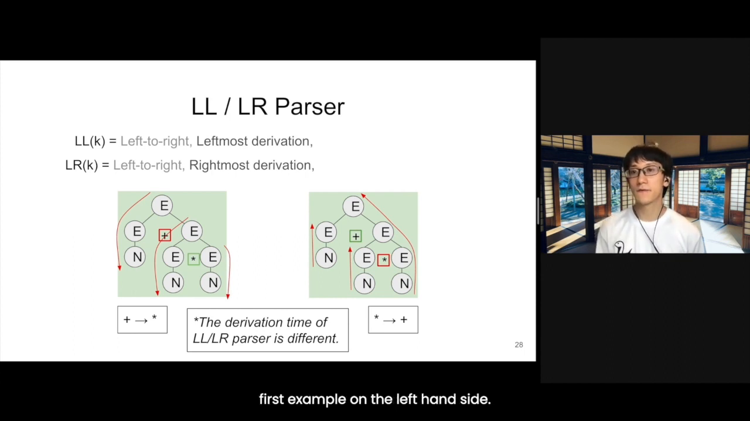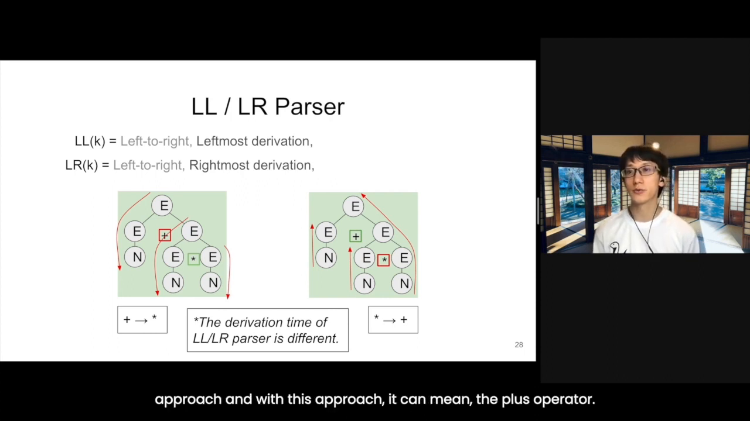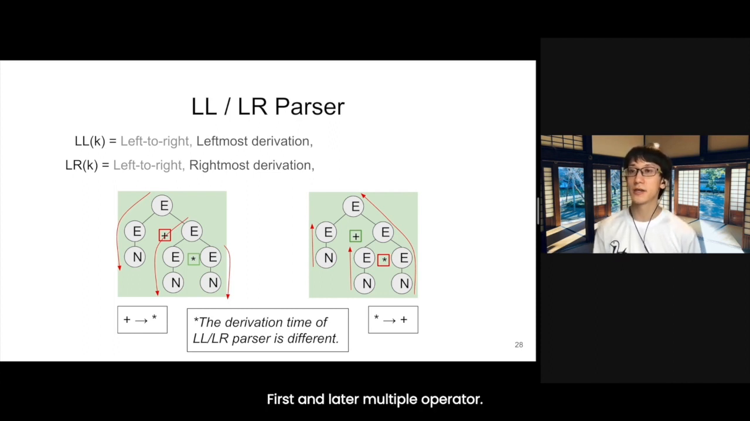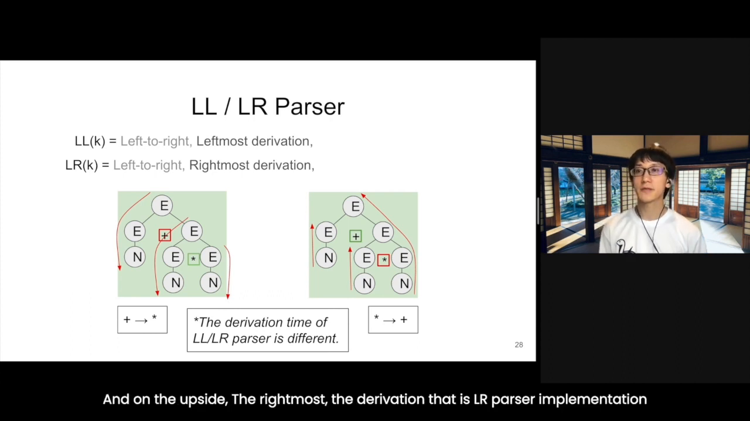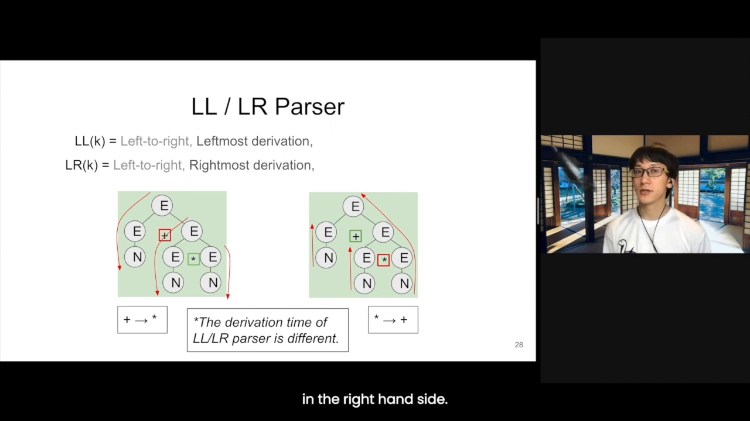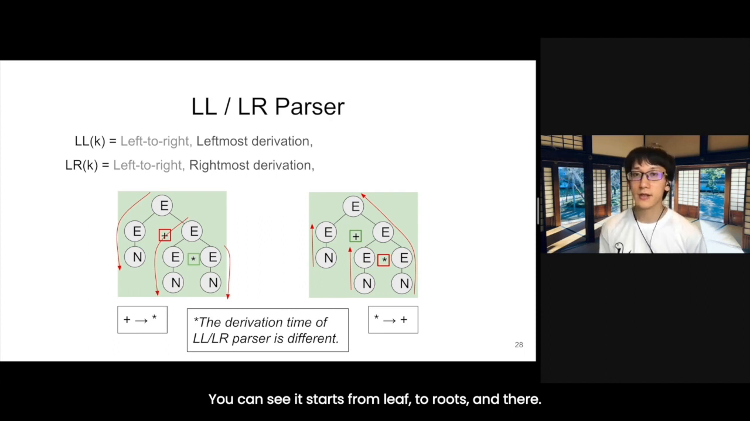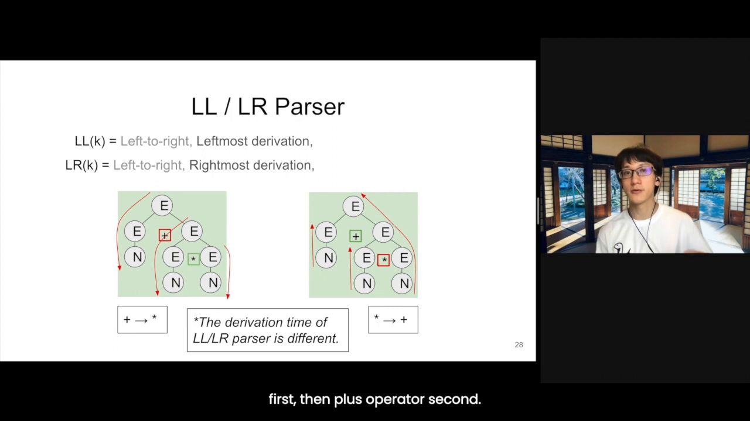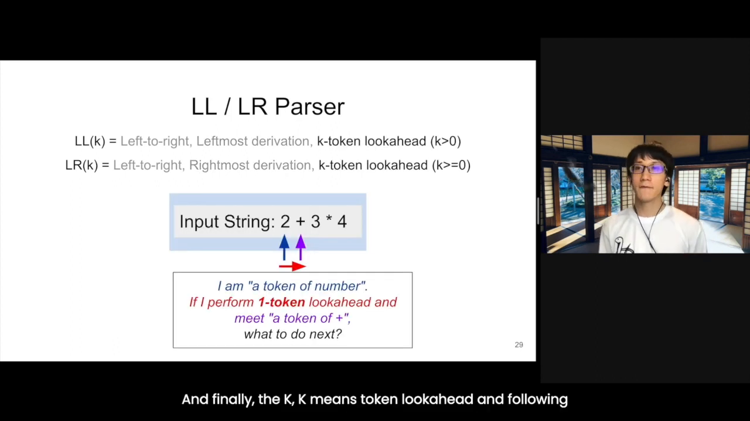That means for the first example on the left-hand side, you can see it's a top-down approach, it's the LL parser approach. And with this approach, it meets the plus operator first and later the multiply operator. And on the upside, the rightmost derivation, that is the LR parser implementation. On the right-hand side, you can see it starts from the leaf to root, and so it meets the operators at different timing. It meets the multiply operator first, then the plus operator second. And finally, the K. K means token look ahead.